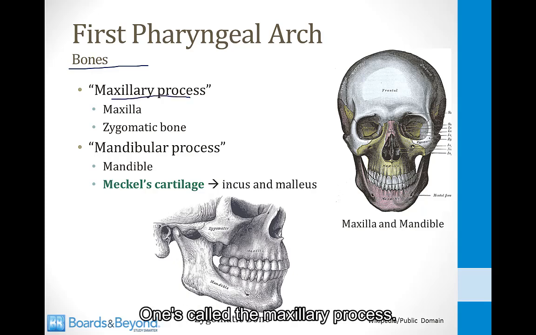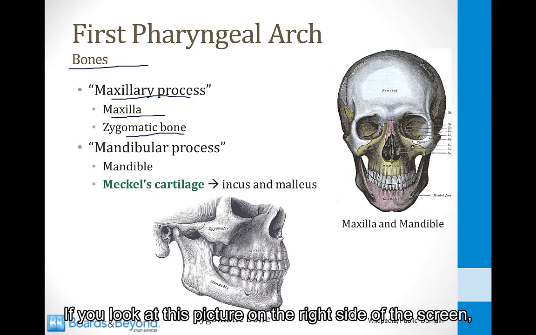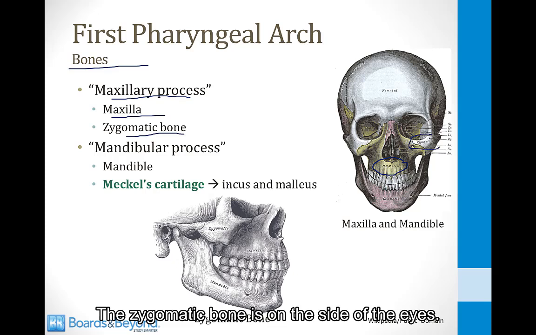One's called the maxillary process. This develops into the maxilla and the zygomatic bone. If you look at this picture on the right side of the screen, the maxilla is here in the middle. The zygomatic bone is on the side of the eyes.